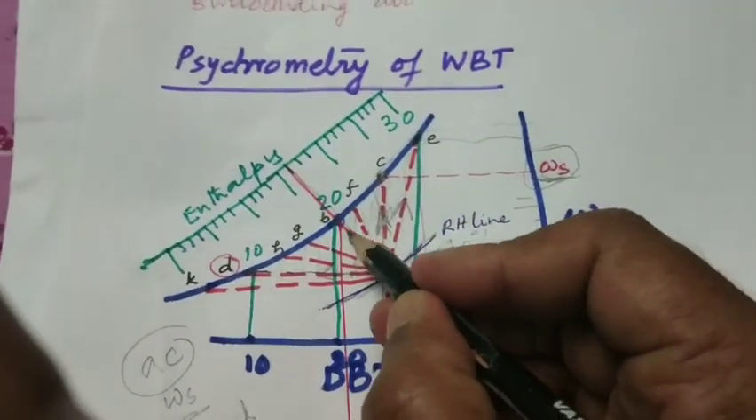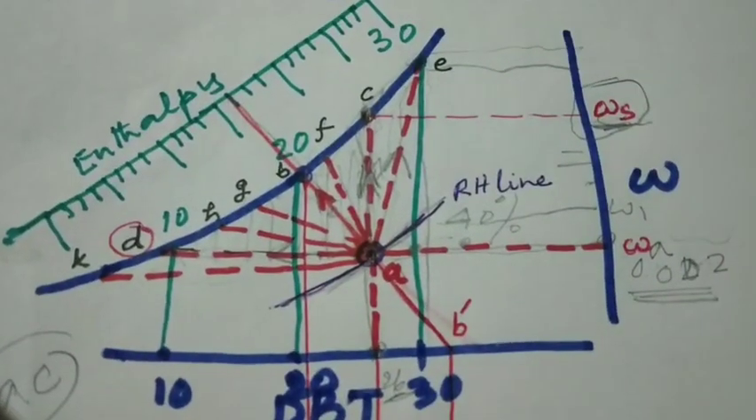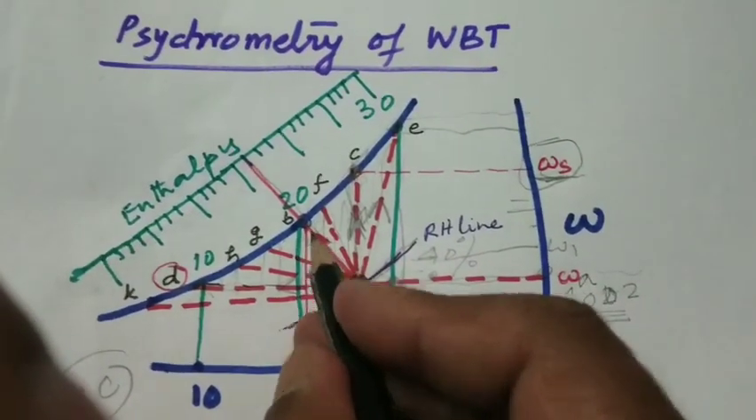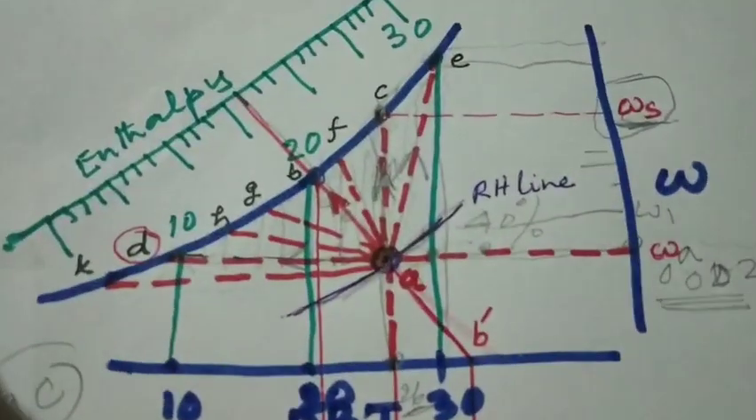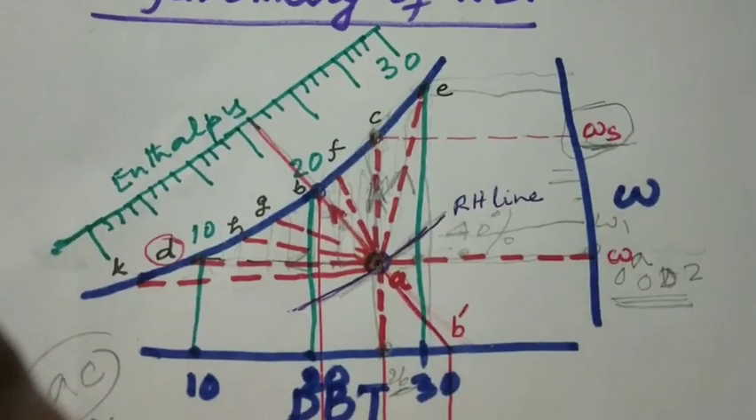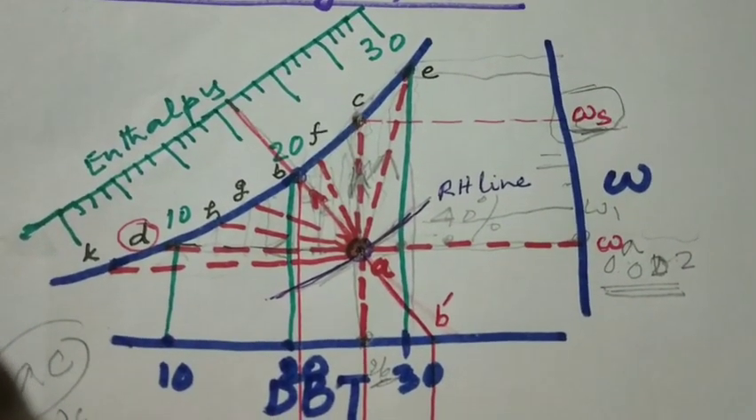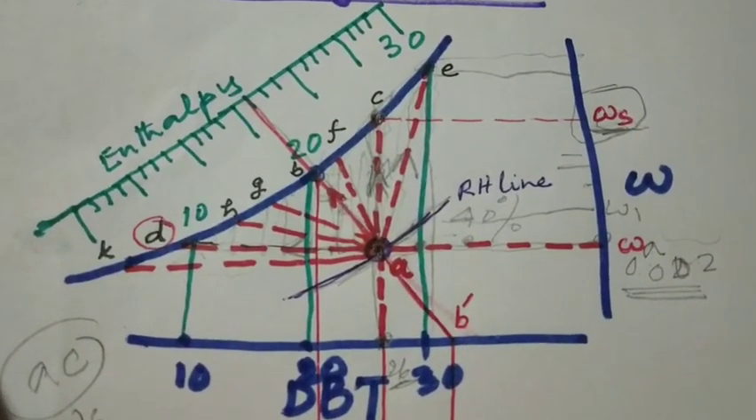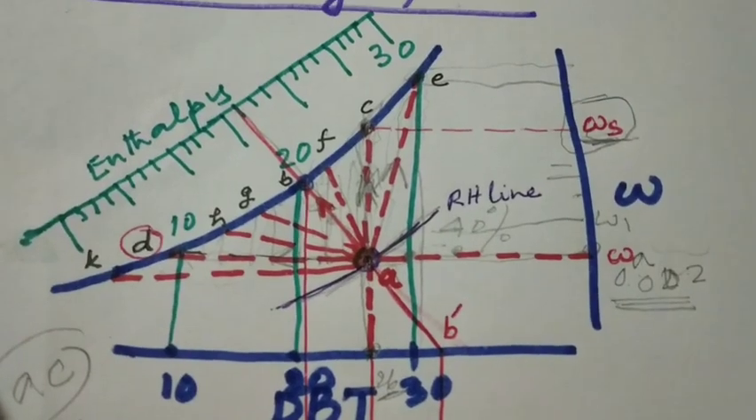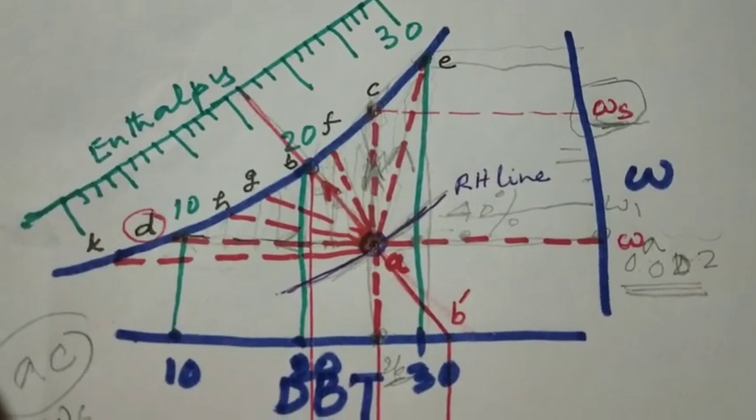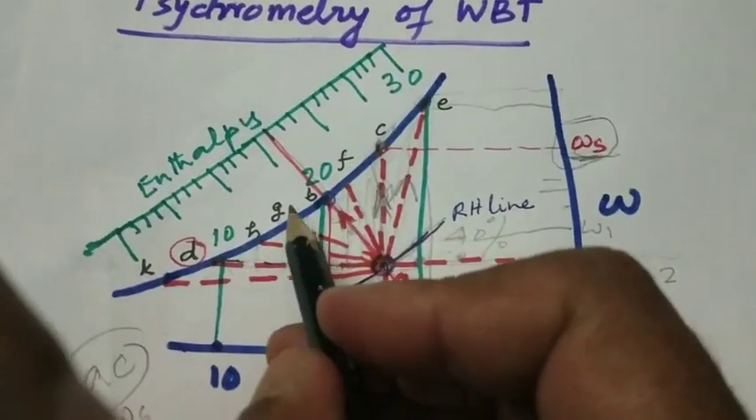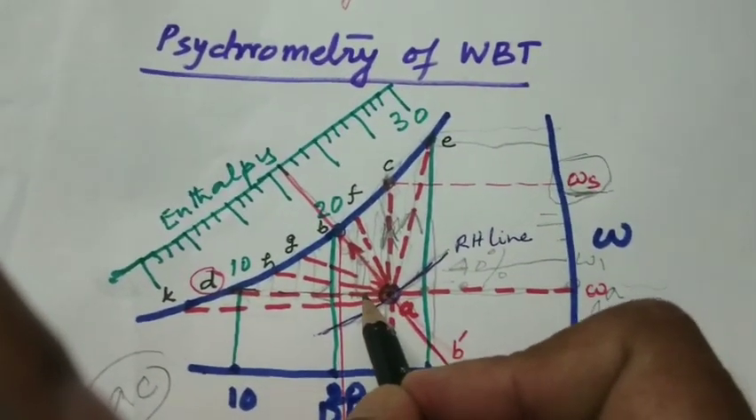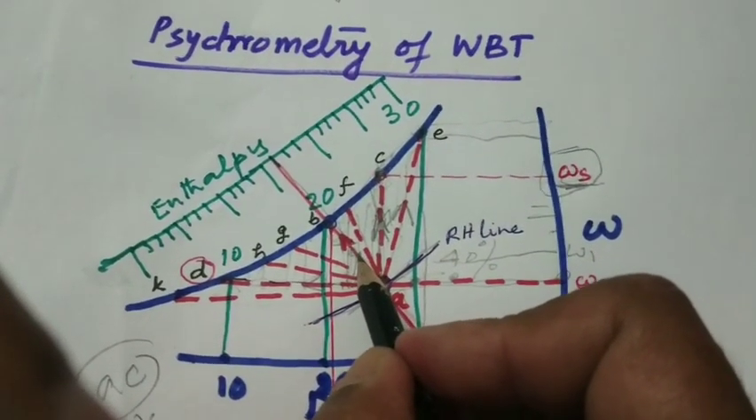adiabatic saturation. So this process of A to B, where the temperature drops and humidity increases, is being followed in your house, which you have been using, which is a desert cooler. So the desert cooler is actually trying to approach the wet bulb temperature. We don't want to get a saturated air in our room. We usually don't come to here. We only approach up to this. So temperature decreases and humidity increases and we remain here inside the room.